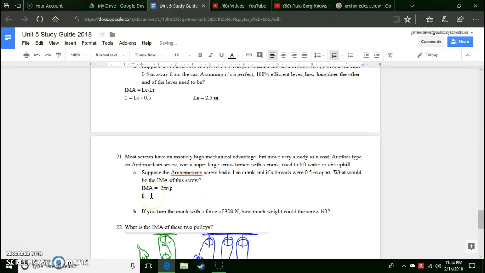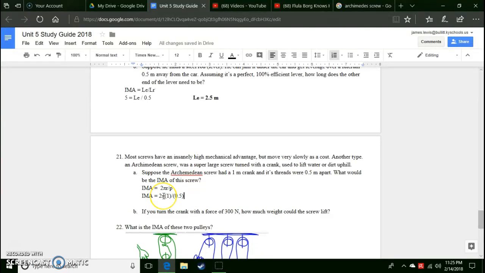So IMA equals 2 pi, which has to stay the same. The radius is for the crank. So the crank has a length of 1. So that is the radius. And then we're going to divide by the pitch of the screw, which is going to be the 0.5. And again, no algebra involved. I can just plug this straight into the calculator.